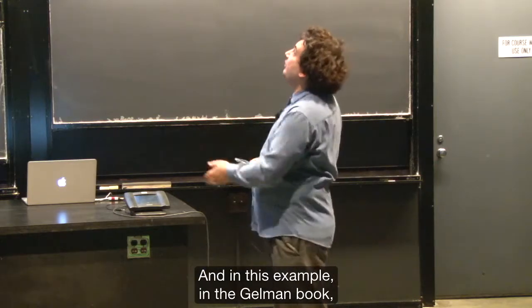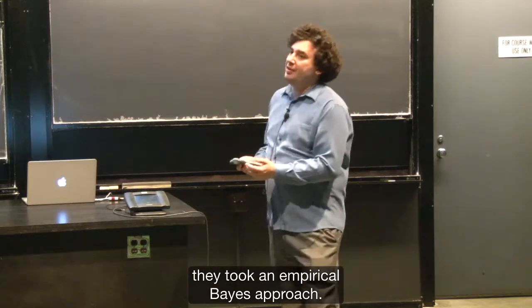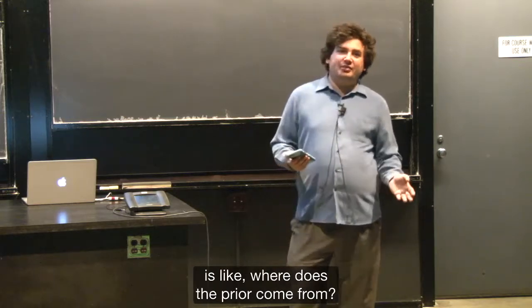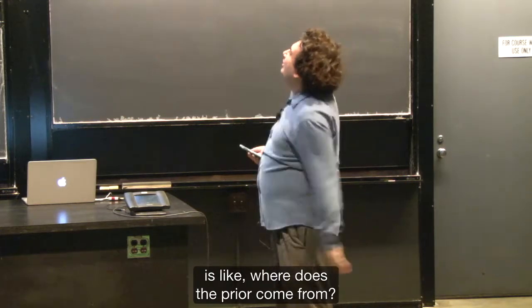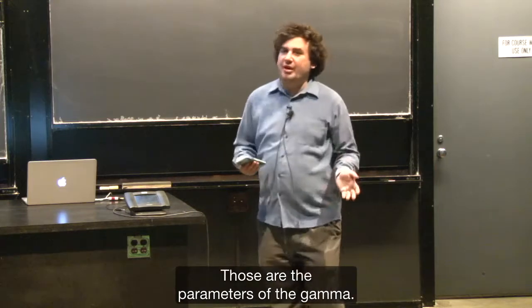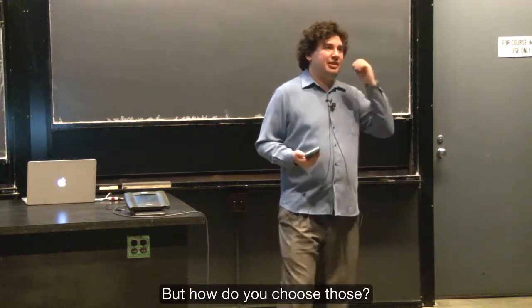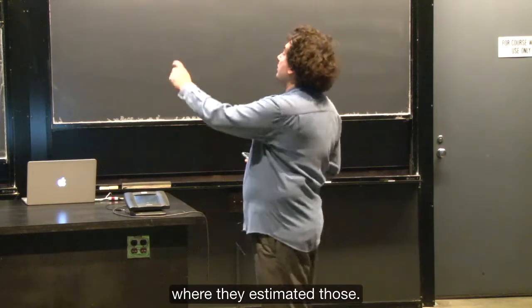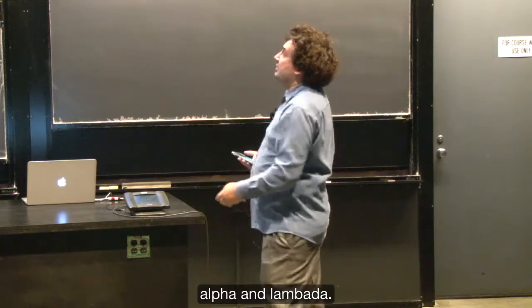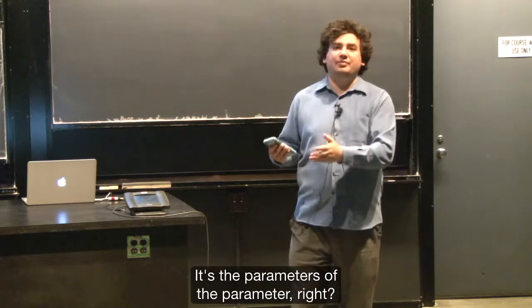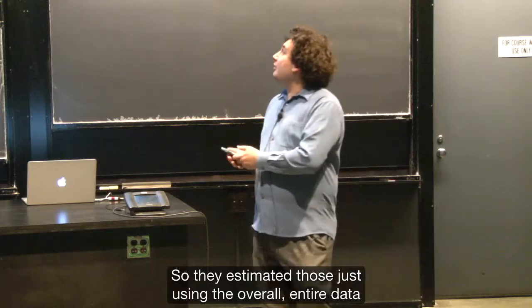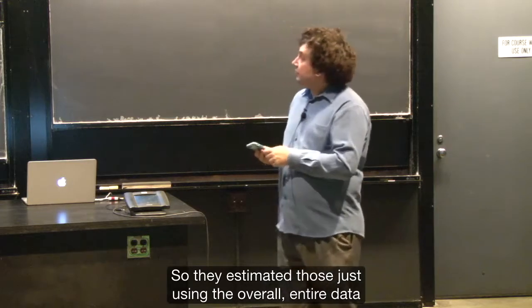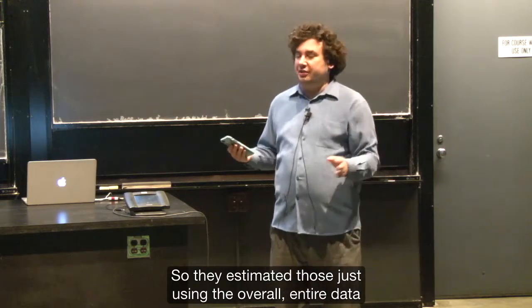And in this example, in the Gelman book, they took an empirical Bayes approach. So again, the controversy for Bayes is, where does the prior come from? What's alpha and what's lambda? Those are the parameters of the gamma. But how do you choose those, okay? And so they did an empirical Bayes approach where they estimated those, called the hyperparameters, alpha and lambda. It's the parameters of the parameter, right? So they estimated those just using the entire data set.